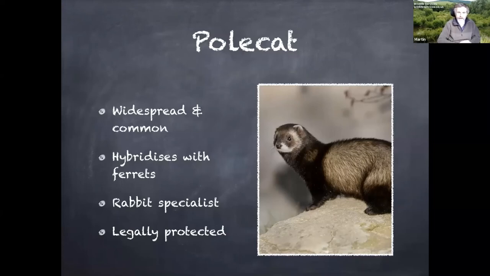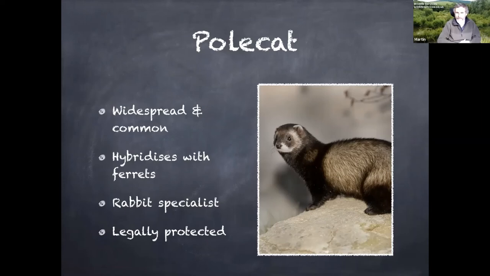It's common and widespread throughout Wales and spreading through England as well. It hybridizes with ferrets, though. It's the ancestor of domestic ferrets. So quite often you will find one that doesn't look quite like this one. It maybe has a paler mask, or the fur is a different colour, or other varieties. You get albino ferrets, which turn up occasionally. So it's important to know how to distinguish from the ferrets.